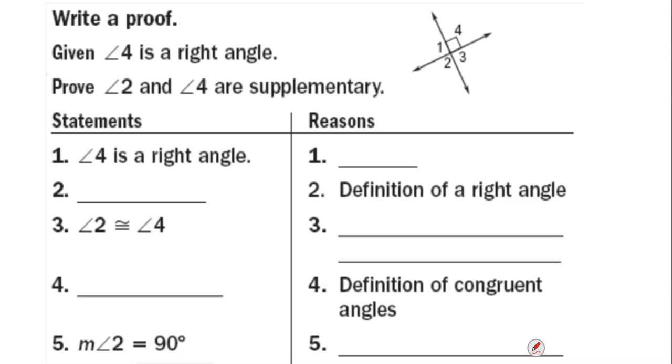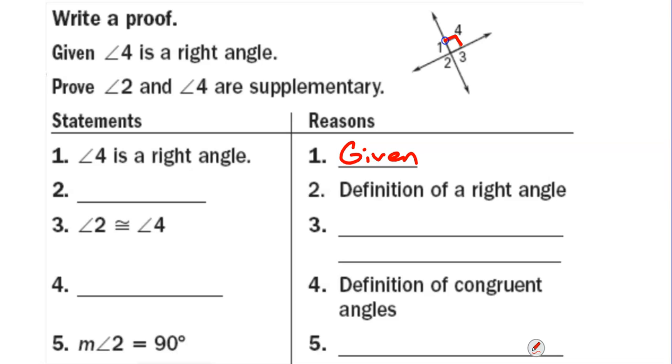All right, so let's write a proof. We have the given: angle 4 is a right angle, and we can see that in the picture. Angle 4 has the little square in the corner telling us it's a right angle. So that is the given information. Angle 4 is a right angle. Given.